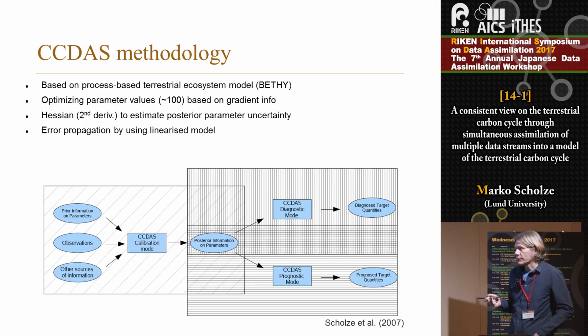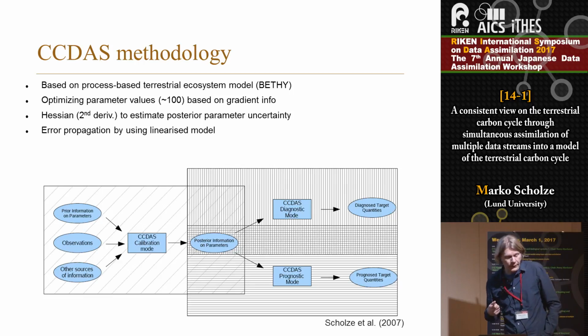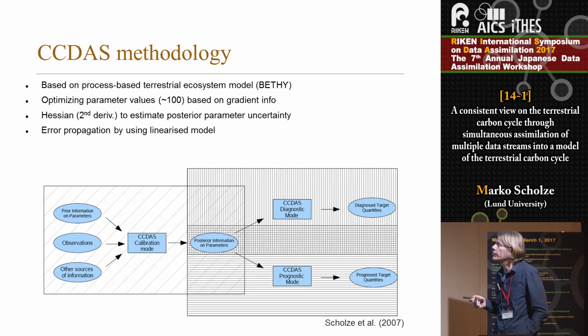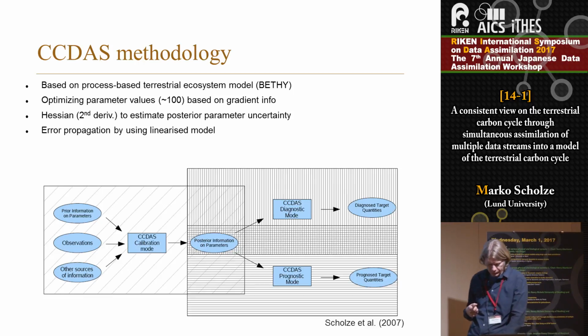And here's a simple sketch showing essentially the two modes of the system. So first we have a calibration mode where we use the observations to calibrate the parameters and get some posterior information on the parameters. And with that information, we can then run the model and diagnose the terrestrial biosphere, the carbon fluxes, or if we have appropriate driving data for the model, since it's a process-based model, we can run it in a prognostic mode.